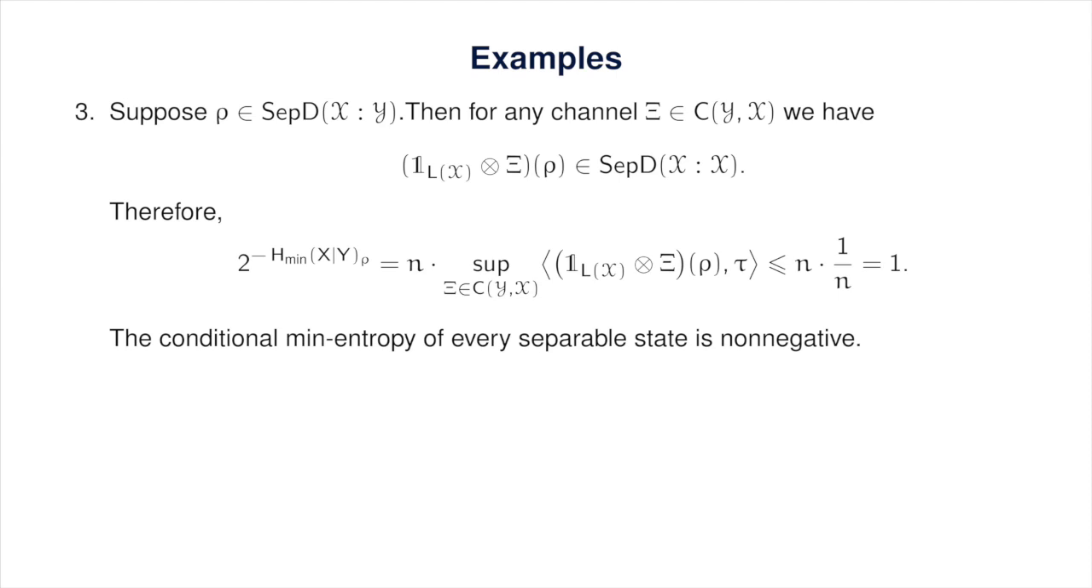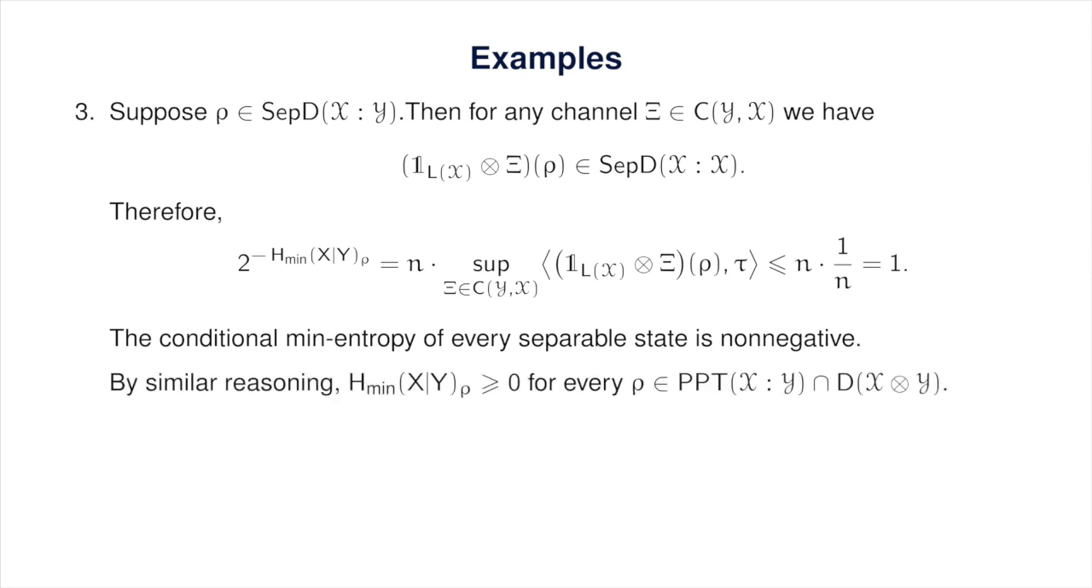Now, don't hold out any hope that the conditional min-entropy might offer a characterization of entanglement, because we can repeat exactly the same calculation for PPT states in place of separable states, and we achieve the same bound. And of course, PPT states include non-separable states in general, unless x and y both have very small dimension, specifically their sum being at most 5.